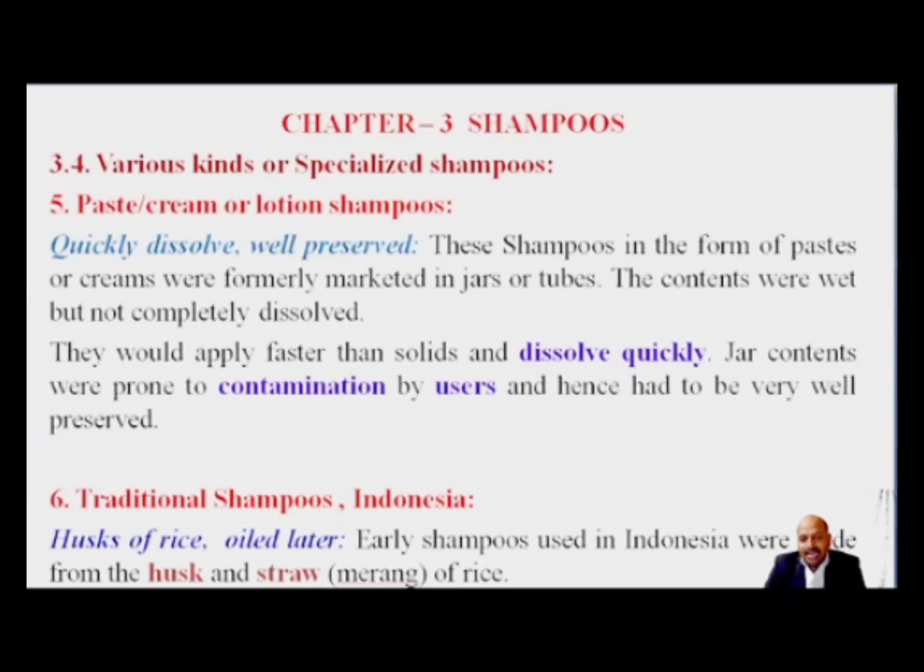The sixth point is traditional shampoos, mainly in Indonesia. Husks of rice, oil later. These types of shampoos are traditional shampoos. Most probably, early shampoos were used in Indonesia by means of husks of rice and also by applying oil after washing with the husks of rice.